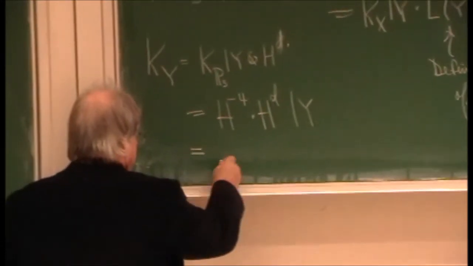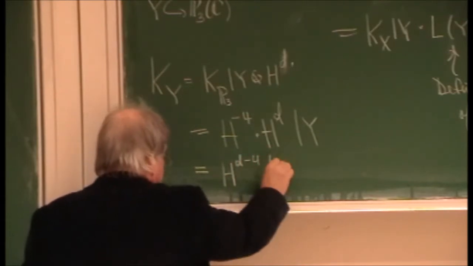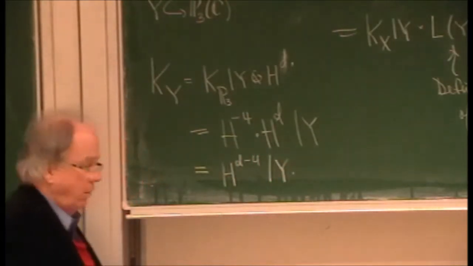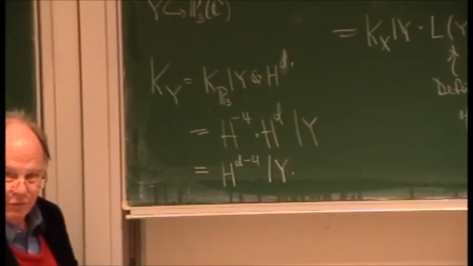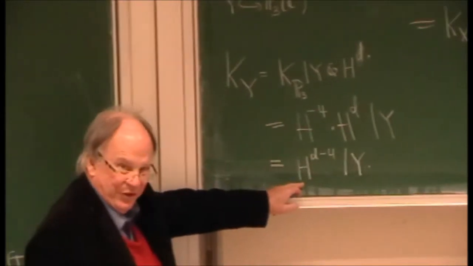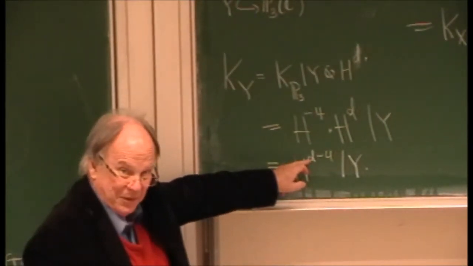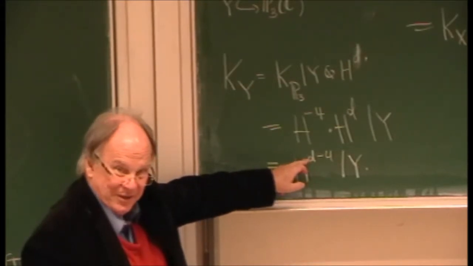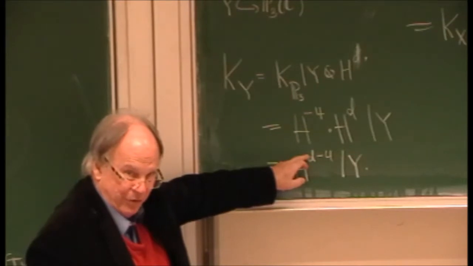So that says this is h to the d minus 4 restricted to Y. And you ask yourself, when is that a K3 surface? The question is, when is the canonical bundle trivial? And it's when the degree is 4. Okay? The typical calculation. So degree 4, you see, the canonical bundle has to be trivial.